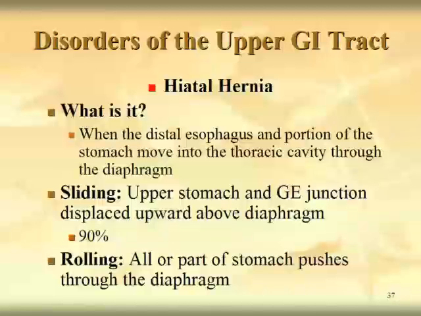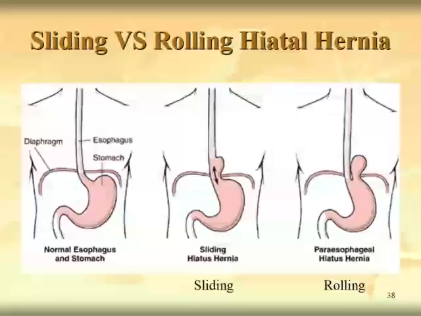There are 2 different types. There's a sliding hiatal hernia, where the upper stomach and junction displace upward above the diaphragm. That's what most hiatal hernias are, about 90%. And then there's also a rolling hiatal hernia, where all or part of the stomach pushes up through the diaphragm. This slide depicts the differences. If you see the sliding hiatal hernia in the middle picture, and then the rolling hiatal hernia would be depicted on the picture to the right.